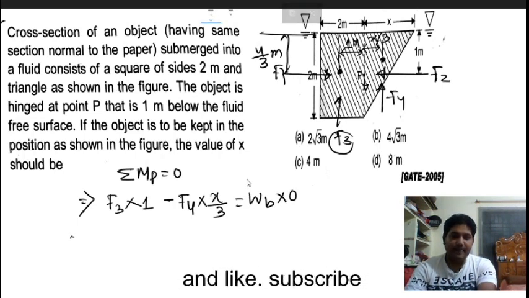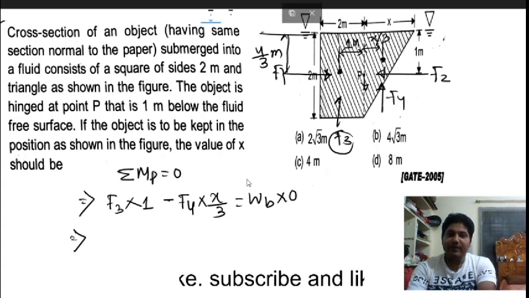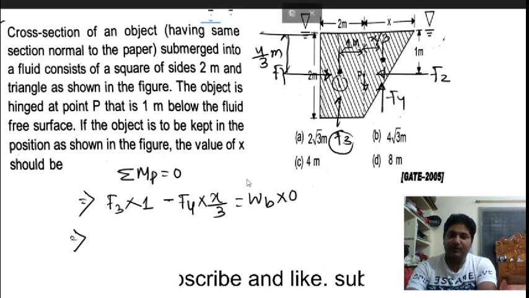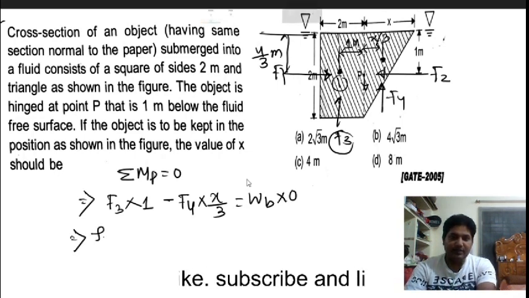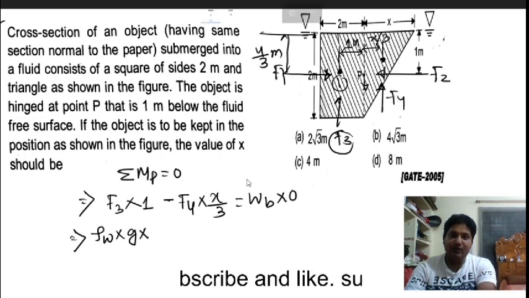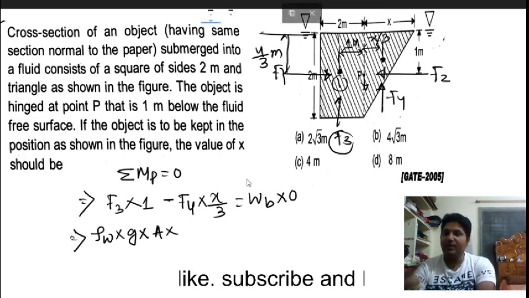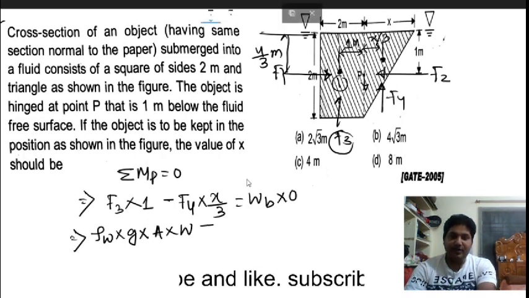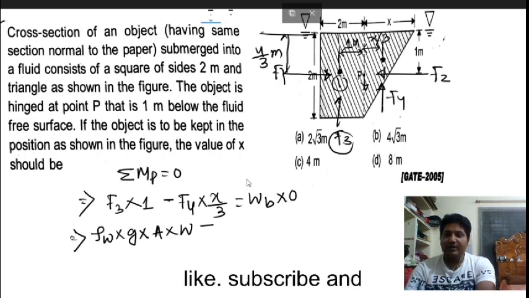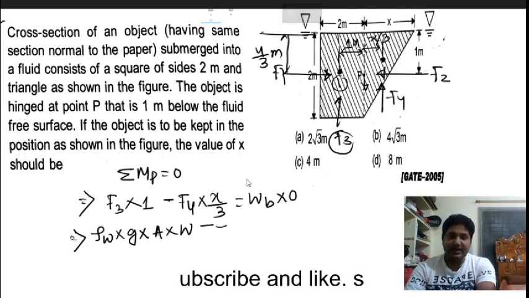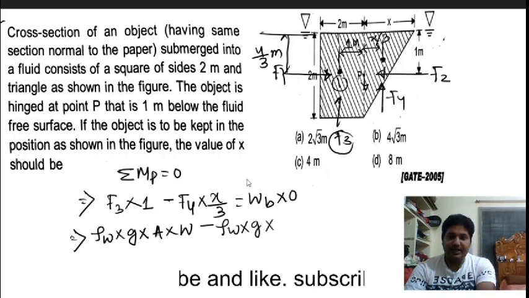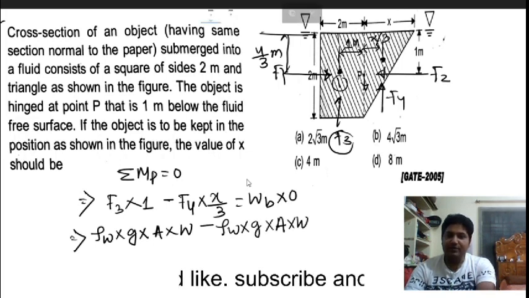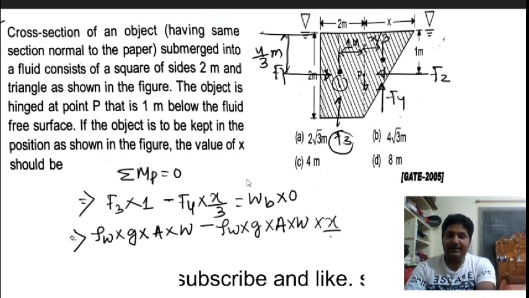Now what is F3? F3 is the weight of the shaded fluid in the rectangular part. What is the weight of the fluid contained in the rectangular part? It is the density of the water into g into the volume of water contained in the rectangular part, which is area into the width perpendicular to the board, which I am assuming is W. Similarly, F4 will be equal to the weight of water contained in the triangular part, that is density of the water into g into the area of the triangular part and the width perpendicular to the board, into x by 3, will be equal to 0.